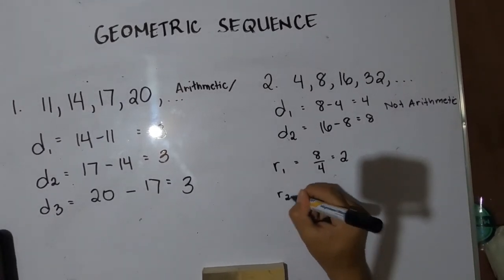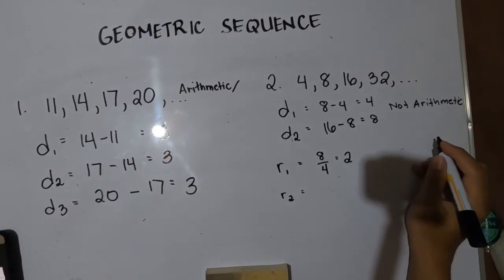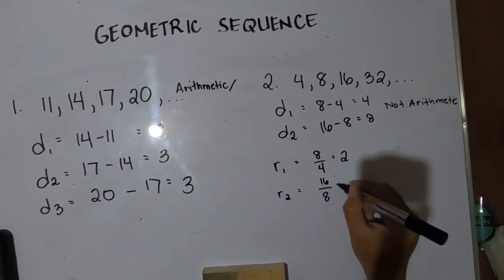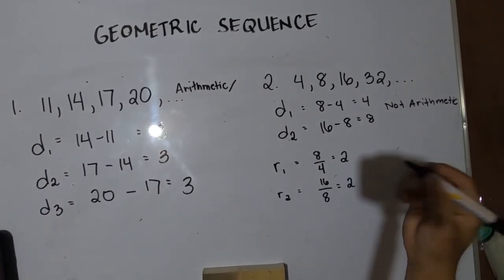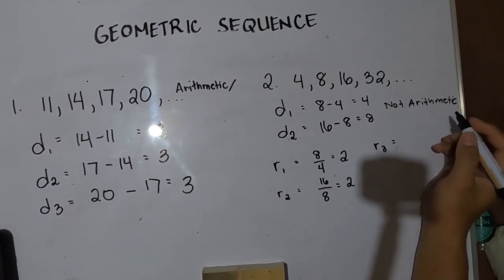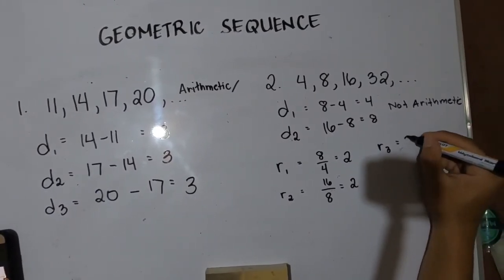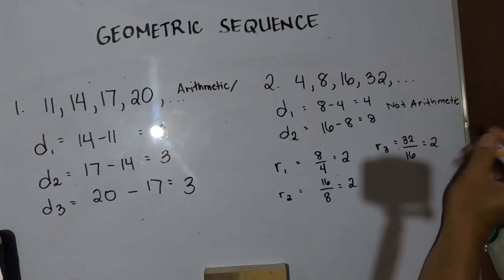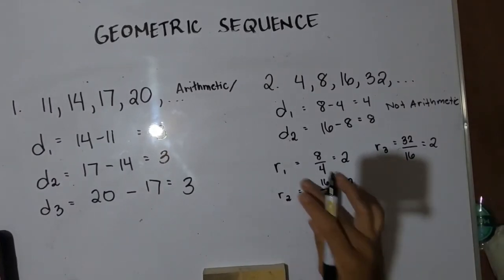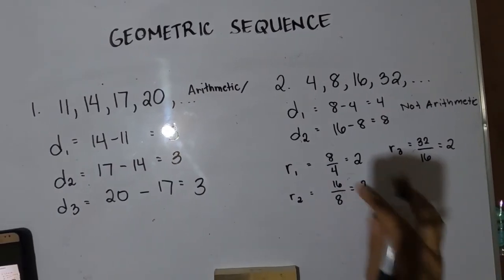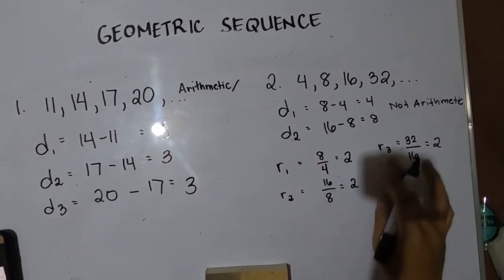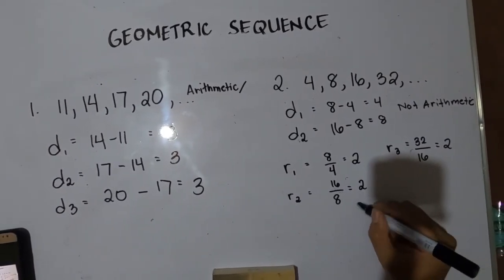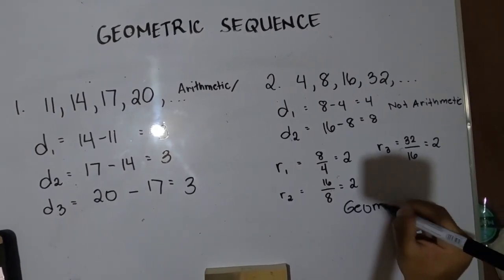Next, r sub 2 is 16 divided by 8, that is 2 as well. R sub 3, that is the ratio of the fourth term and the third term, is 32 divided by 16, which is the same as 2. Since the values of r sub 1, r sub 2, and r sub 3 are the same, it has a common ratio. Therefore, it is geometric.